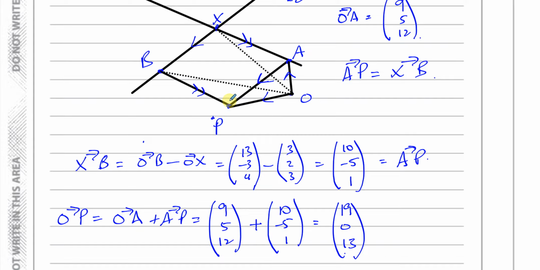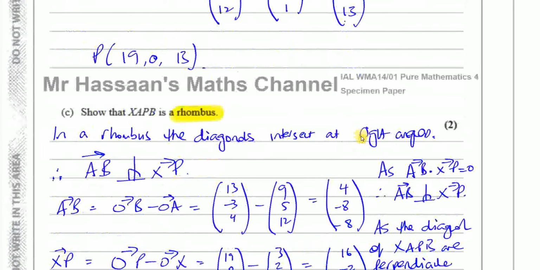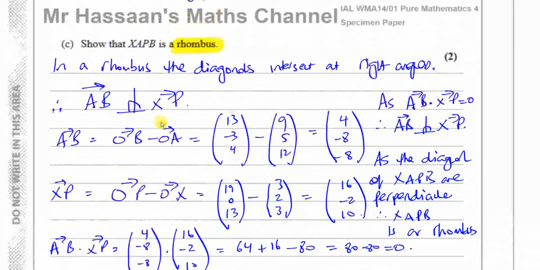So we know it's a parallelogram. We know the diagonals intersect at right angles. Any parallelogram where the diagonals intersect at right angles is for sure going to be a rhombus or a square. And as a square is a special type of rhombus, we can class it as a rhombus. Then that's part C done.